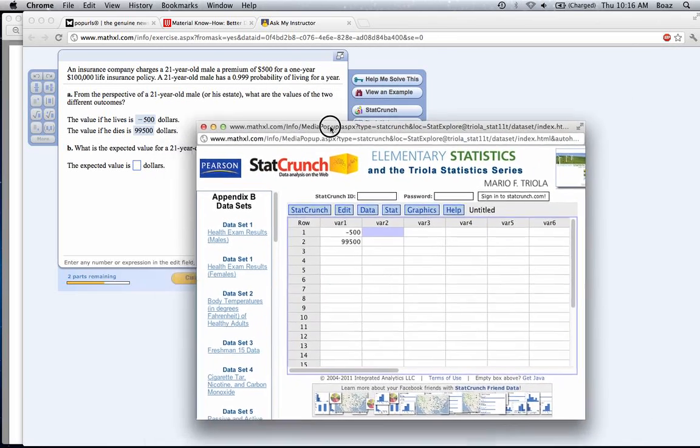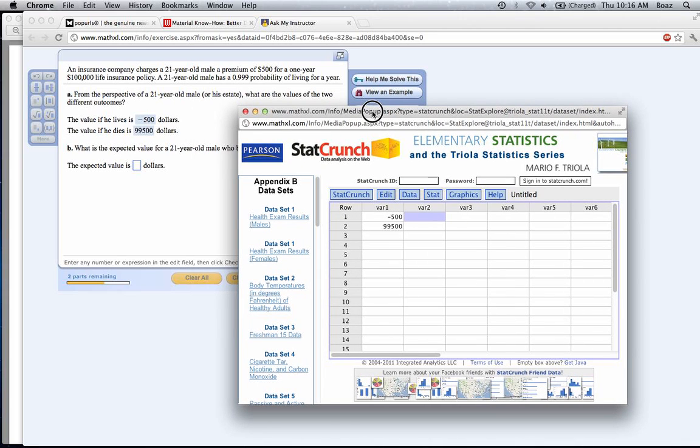When we're finding expected value, the formula for that is the sum of x, the value, times p of x, the probability. Well, the probability that he lives, or the probability he loses $500, is 0.999. The probability he dies, then, is going to equal 1 minus that, or 0.001. And so we need to find x times p of x.